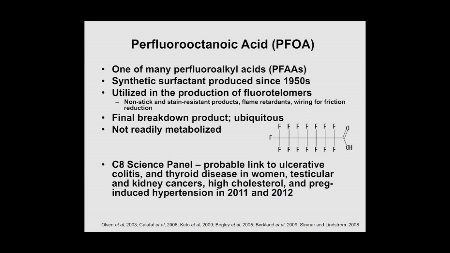PFOA, or perfluorooctanoic acid, is a compound that's studied both in my lab and within this BCERT program by Sandy Haslam and her colleagues. It's one of many perfluoroalkyl acids. These have been used as surfactants since the 1950s, produced by 3M, DuPont, Dow, BASF. Several companies produce these compounds. They're used in the production of fluorotelomers, like in Teflon-coated pans, Gore-Tex products, Scotchgard. Anything that's greaseproof or waterproof has this kind of coating on it. It's also used as a friction reducer in electrical wiring.